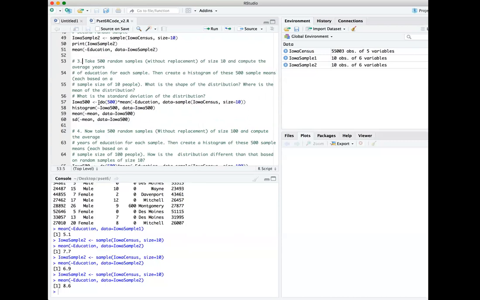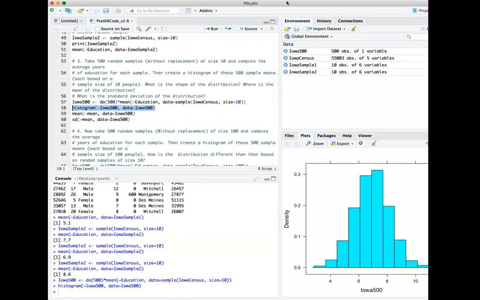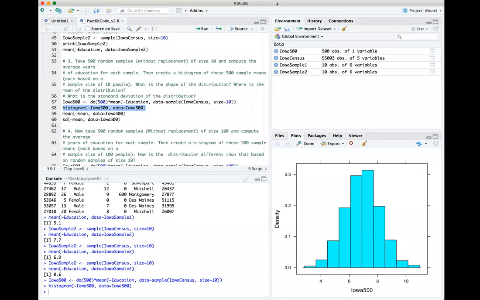Now, imagine we had 500 samples. We have this little do function here, which means we're going to repeat this 500 times. We're going to take our samples of 10, and look at what happens when we take 500 samples of 10. That's where we did it right there. We just created the Iowa 500, and we're going to take the average. First, we're going to graph those averages of sample sizes. Look at what we have here. This looks like a normal curve, and in fact, it's pretty close.